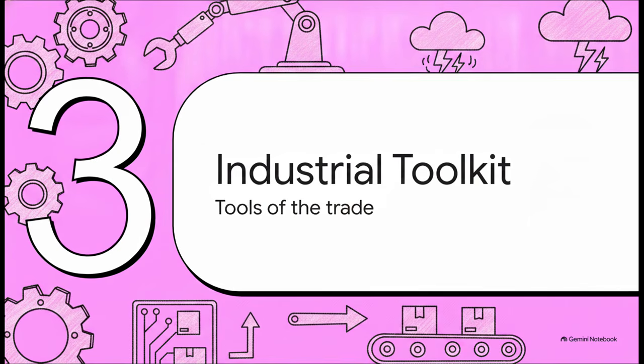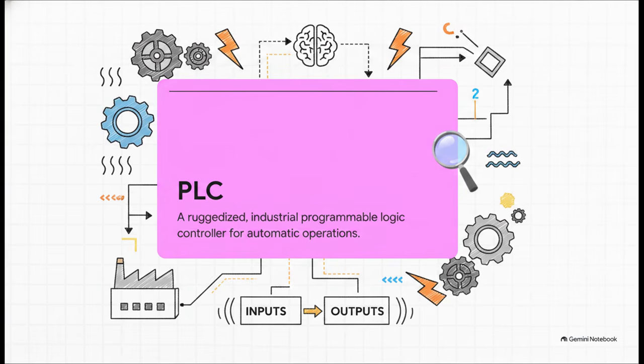Which perfectly brings us to Section 3, your industrial toolkit, because pulling off that continuous production requires some very specific heavy-duty tools. And the absolute rock star of this toolkit is the PLC, or Programmable Logic Controller. Now, this is not like the delicate laptop sitting on your desk. A PLC is a specialized, extremely ruggedized computer built to survive harsh industrial environments. We're talking heavy vibrations, crazy high temperatures, and tons of electrical noise.